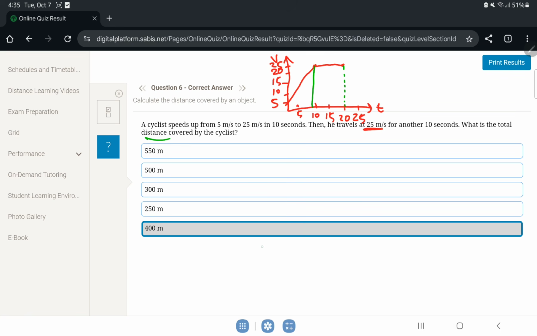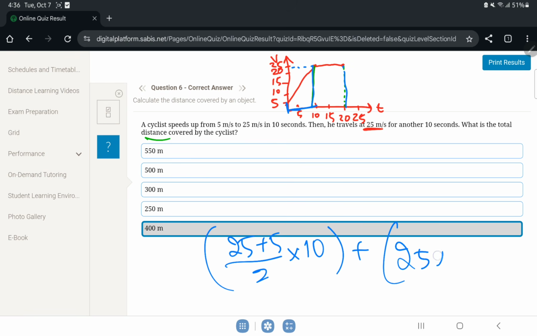The rule for the trapezoid is base 1 plus base 2 over 2 times height, and for the rectangle, not triangle, I think I said triangle, my bad, I mean rectangle, it's length times width. Okay, so base 1 here, let me use another color, it's 25, like this is base 1, 25 plus base 2, which is 5, over 2 times the height, which is 10, added to the length, which is 25, times the width, which is 20 minus 10, so 10. Add this and you will get 400.